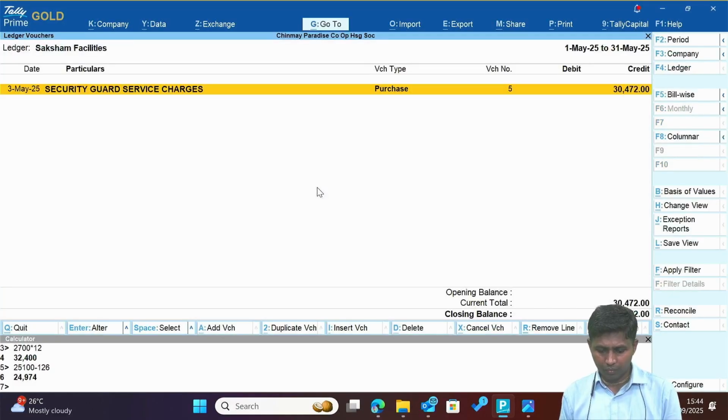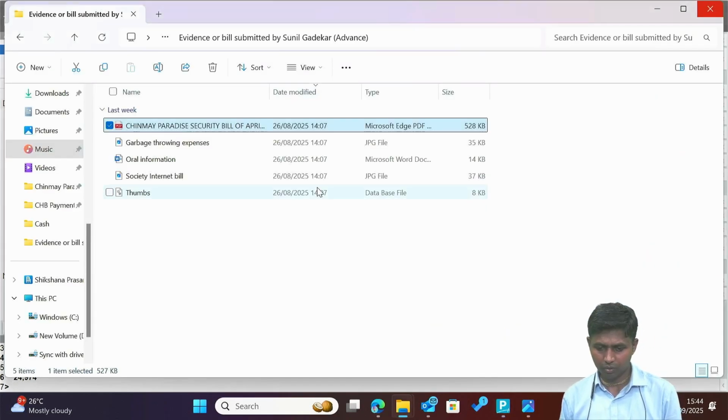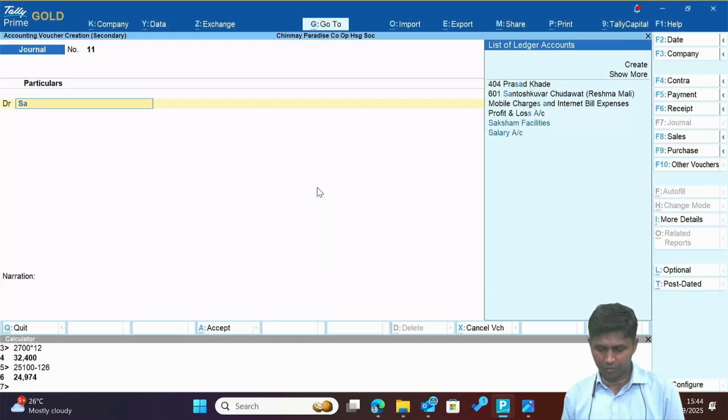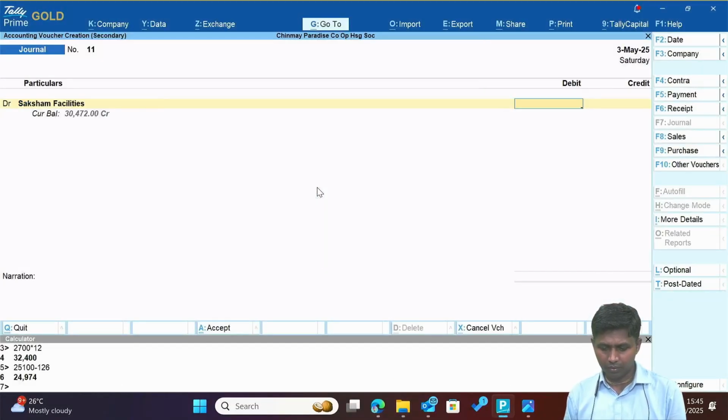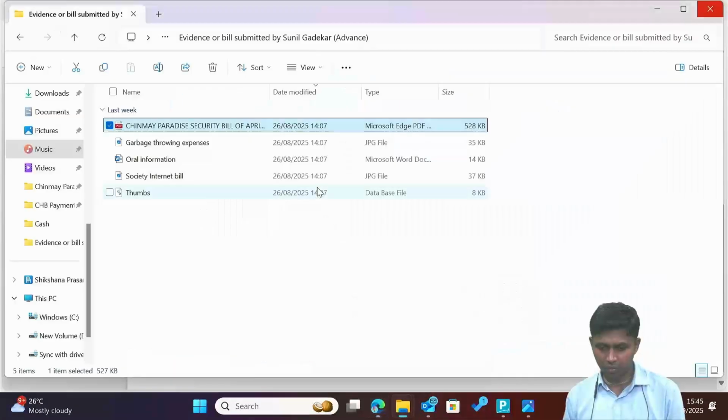So what we'll do, we'll pass this entry with the help of F7 journal. Who paid? The chairman paid. Therefore, we will shift the liability from the party to the chairman. Now we have to create the liability of the chairman and cancel the liability of that party. Now what was the party? Saksham. Saksham account debit. How much Saksham account debit? 30,472.